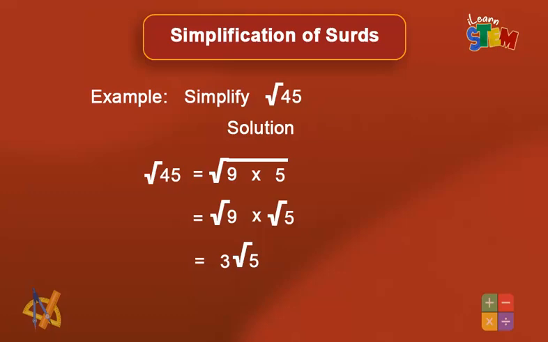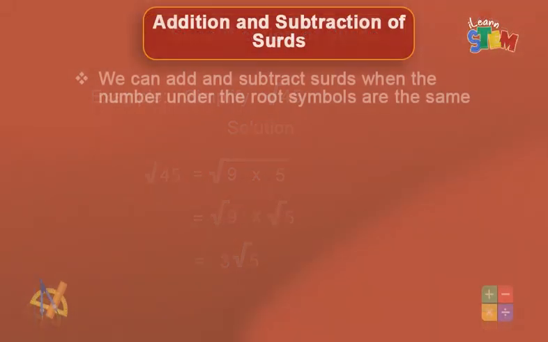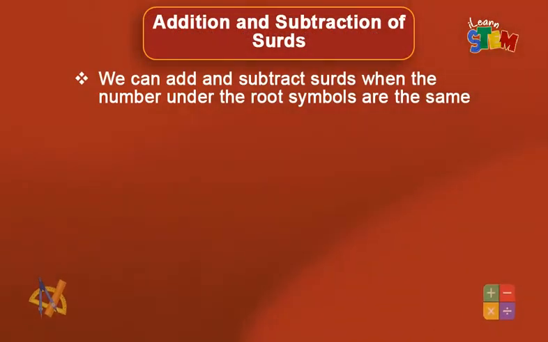Next, we will look at the addition and subtraction of surds. We can add and subtract surds when the numbers under the root symbols are the same. These are called like surds.